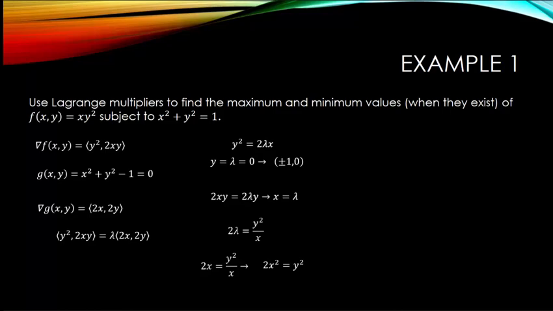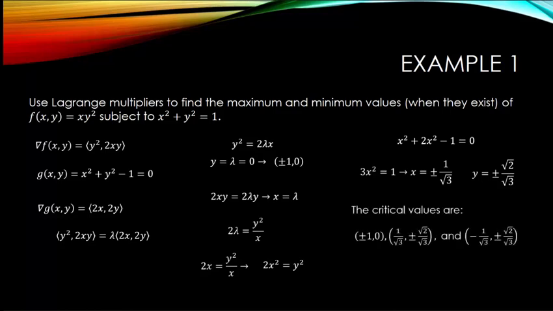I'm going to substitute 2x squared for y squared in my g of x function. This gives me x squared plus 2x squared minus 1 is equal to 0, or 3x squared is equal to 1, which tells me that x can be plus or minus 1 over the square root of 3. This gives me y is equal to plus or minus the square root of 2 over the square root of 3. The critical values will be plus or minus 1 and 0, 1 over square root of 3, plus or minus the square root of 2 over square root of 3, and negative 1 over square root of 3, and plus or minus the square root of 2 over the square root of 3.